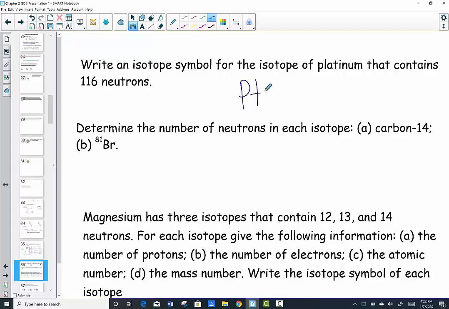And platinum is number 78. So its atomic number is found on the periodic table. I need that tool in order to locate that. Now to get the top number, we're going to add 78 protons to the number of 116 neutrons. The total number of particles in the nucleus is 194.